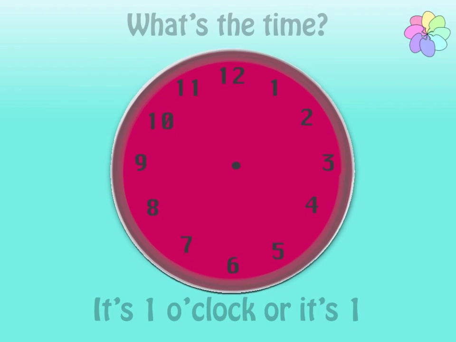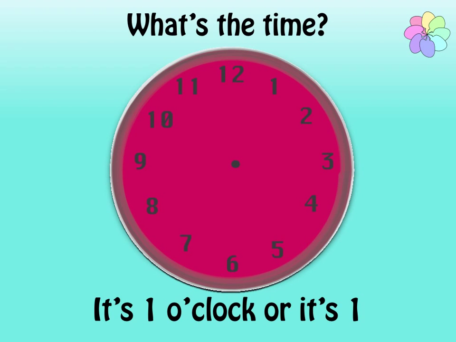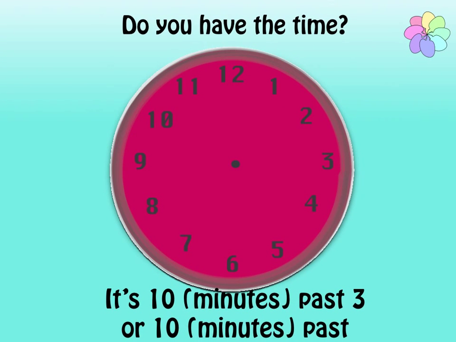So let's have a practice and look at this. What's the time? The big hand is pointing to 12 and the small hand is pointing to 1. So we say it's 1 o'clock or it's 1. Another way to ask: do you have the time? It's 10 minutes past 3, or 10 past. The minutes is obvious, so you can say this or not say this.